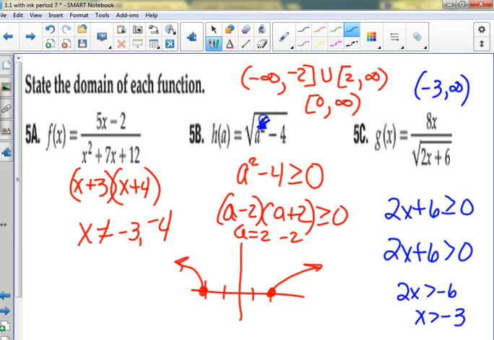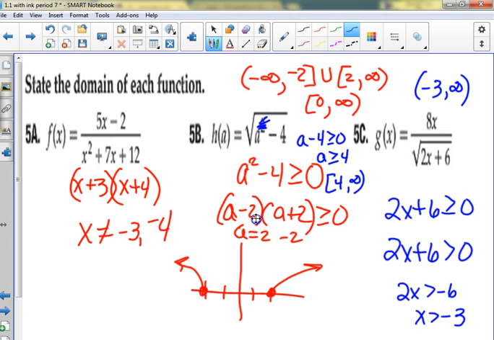But if I had dumped this squared off there, all you would have had to do is say a minus 4 has to be greater than or equal to 0. a is greater than or equal to 4. 4 to infinity. Okay, so what are the two things to worry about again?